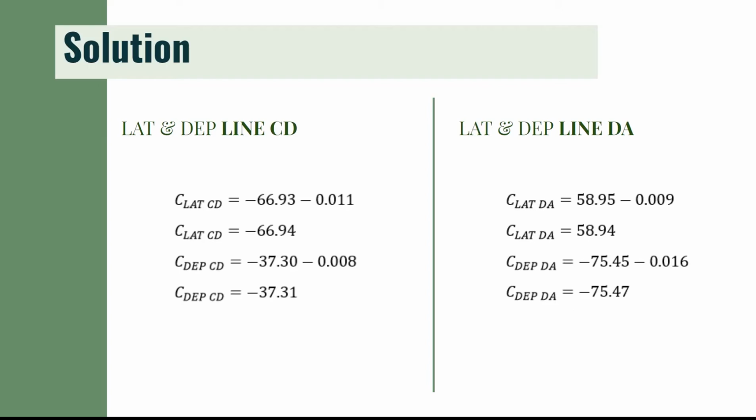For the latitude of line DA, 58.95 minus 0.009 is equal to 58.94. For the departure of line DA, negative 75.45 minus 0.016 is equal to negative 75.47.